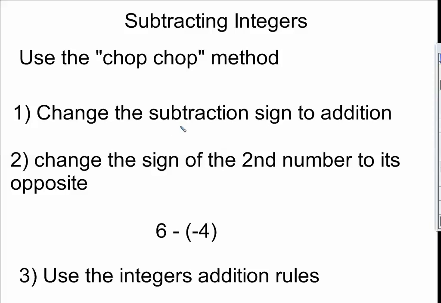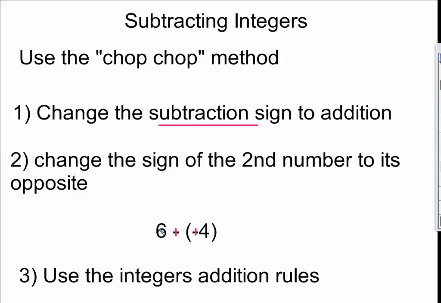So the first thing I'm going to do is change my subtraction sign to addition. In this problem, that would be like doing chop. So that's changing it to addition. Then we look at the second number and we change it to its opposite. If it's negative, we change it to positive. If it's positive, we change it to negative. This is a negative number, so I'm going to change it to positive. Chop, chop. Now I'm going to use my integers addition rules.